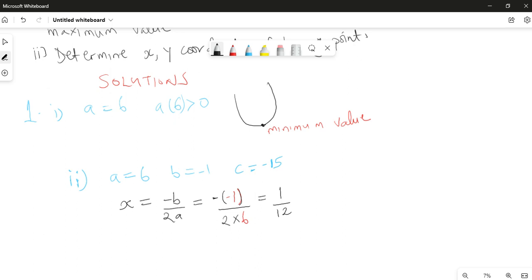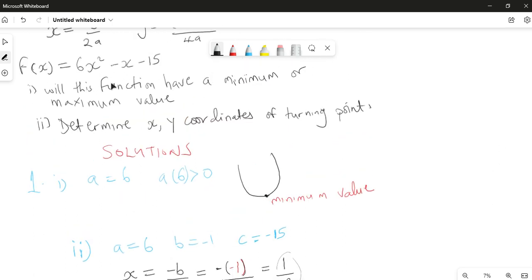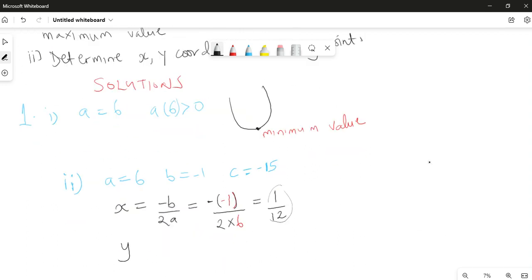Then our y coordinate. There are two ways you can find your y coordinate. You can substitute this value of x into the original function and you'll be able to get your y value, or you can just use the formula, which is y equals 4ac minus b squared divided by 4a.